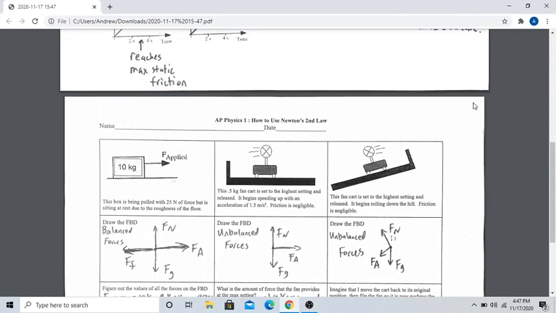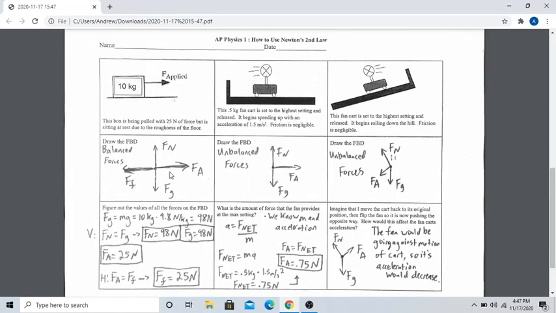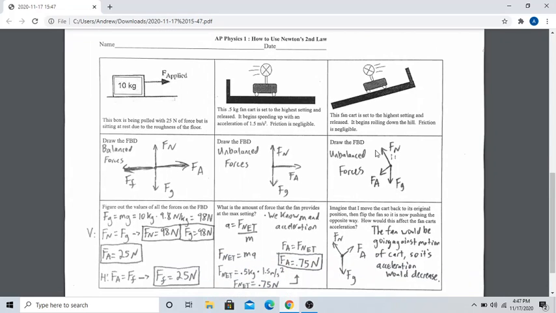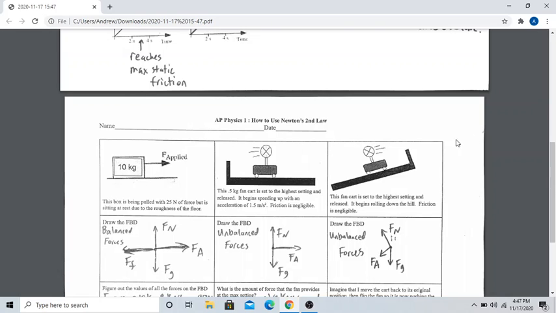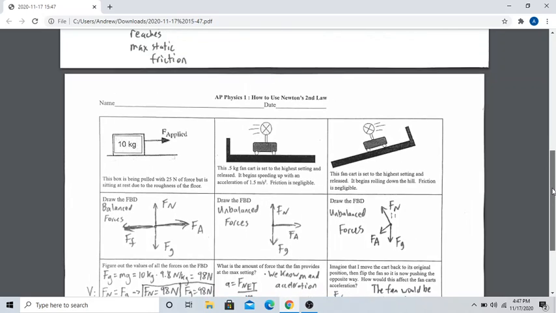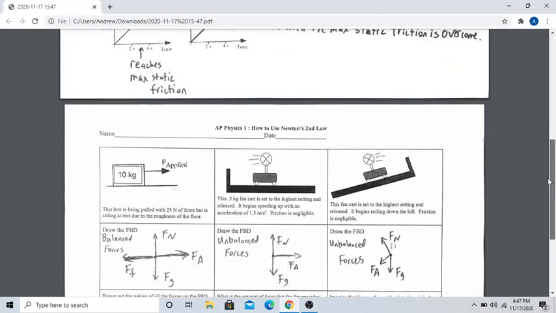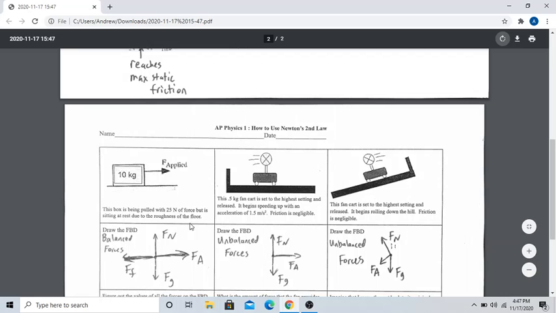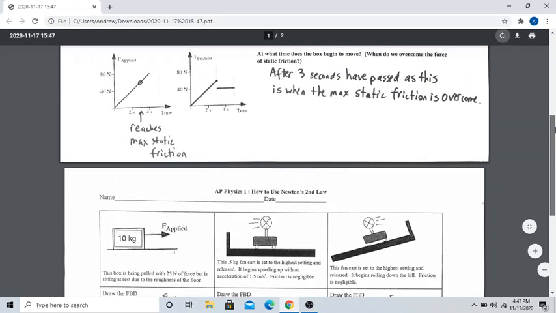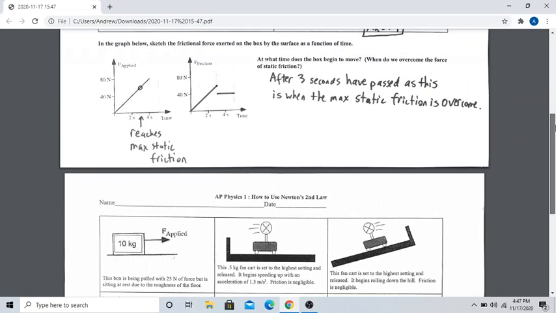We're looking at the first one, and it says this box is being pulled with 25 newtons of force, but is sitting at rest due to the roughness of the floor. These are all practice problems, so I'm going to have you take a chance to work through them. Unpause the video at any point once you're ready, and I'll review how I go through each one. I'm going to talk about the FBDs for each one first, and then about how to answer the other questions. So pause the video, work through these, or see if you agree with what I have on there, and then we'll discuss.